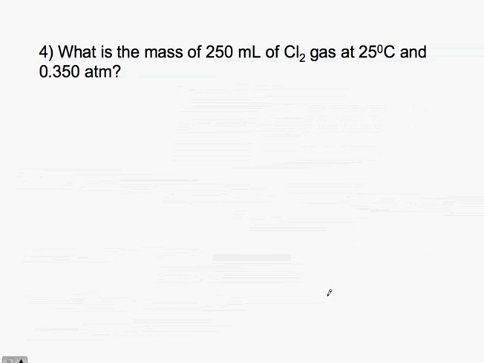Okay, let's look at another problem. It says, what is the mass of 250 milliliters of CO2 gas at 25 degrees Celsius and 1 atmosphere? Okay, in this problem here, we have to do it a little bit different. We're still using the ideal gas law, but in this instance, we are asked to determine the mass of a substance.